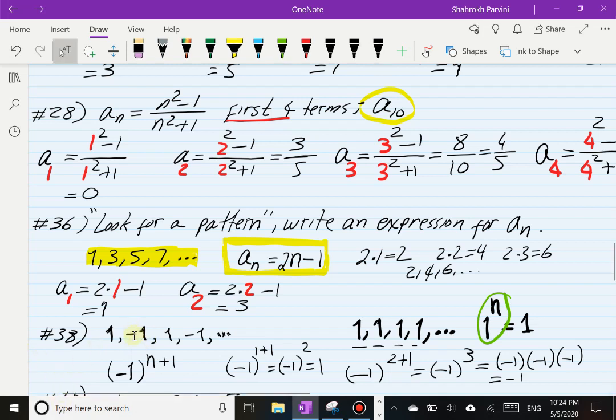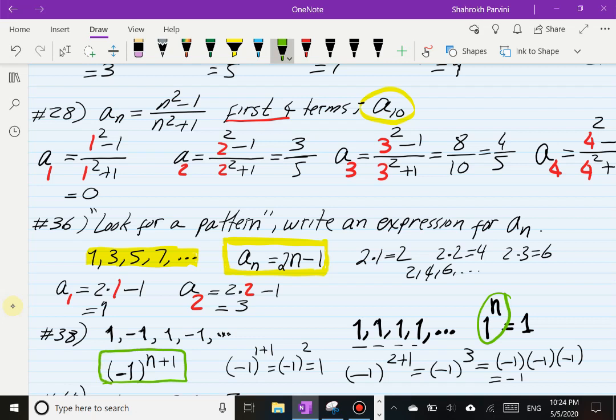And you can try n equals 3. When you plug in n equals 3 in here, this becomes 3 plus 1, 4. Negative 1 to the even power is positive. So that's going to be 1. Looks like this is going to pick it up. So we're going to go with this one. The answer to this exercise is negative 1 to the n plus 1.